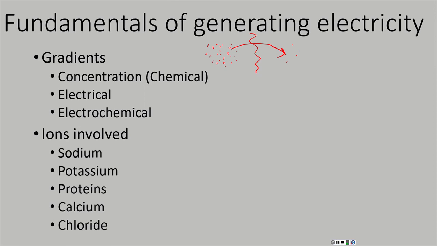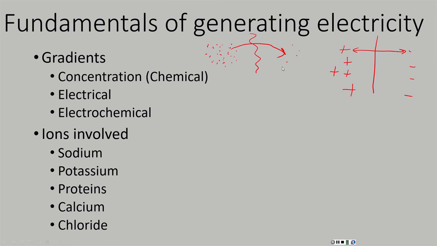There's also something called an electrical gradient. So let's say there's some positive charges here and some negative charges here, and I separate them. Well, the positives and the negatives are going to be drawn to each other. There is an electrical gradient. One side is more positive, one side is more negative.